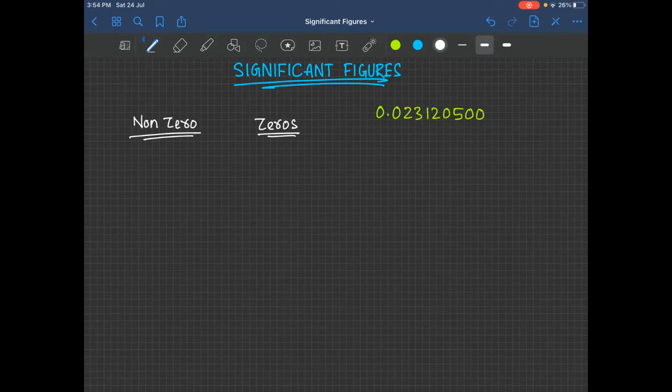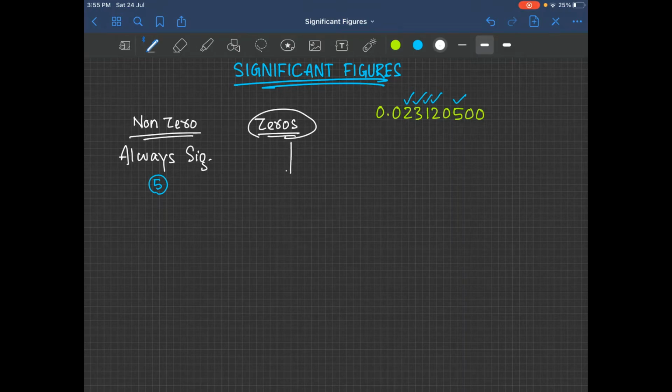How many non-zero digits are there? Whoever is non-zero is always significant. So these are always significant. Now let's count the non-zeros: 2 is our non-zero, 3, 1, 2, 5. So we have a total of 5 non-zero digits, which means we already have 5 significant digits. Next, for zeros, what will we do? For zeros we have to follow some more rules.